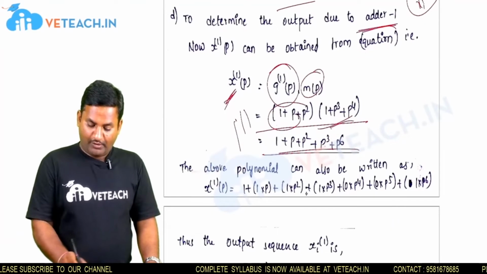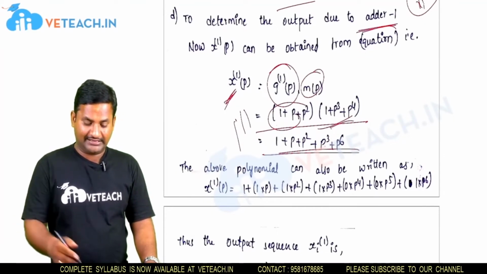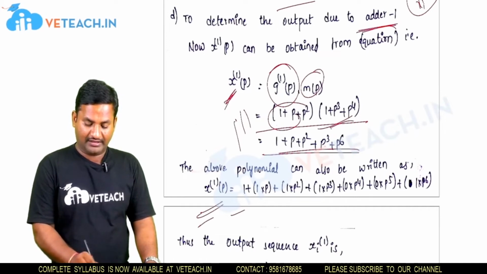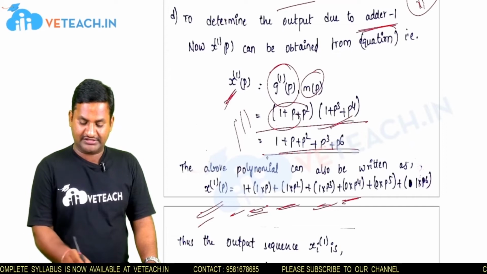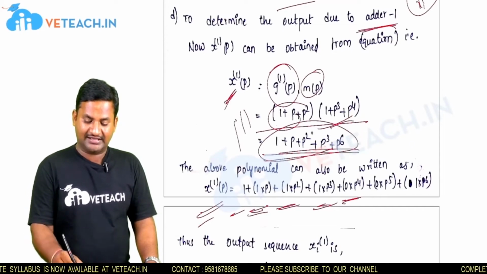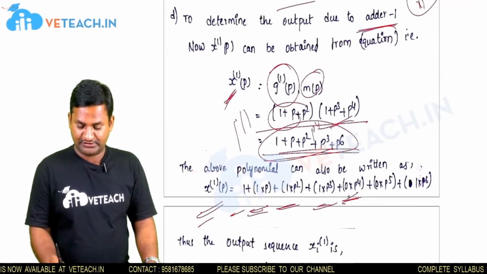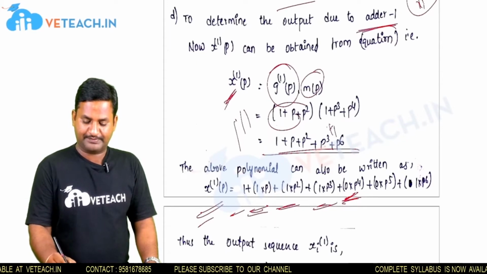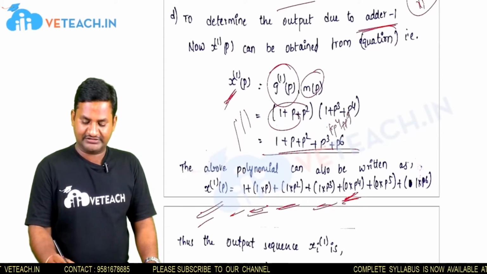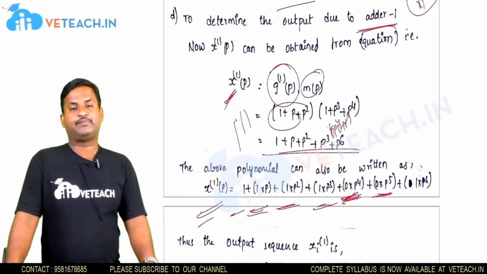So the above polynomial can also be expressed in terms of the representation with respect to the data, that is x power 1 of p: 1 plus 1 into p, 1 into p square, 1 into p cube, and 0 into p power 4, 0 into p power 5. There is no p power 4 and no p power 5 here, that's why 0 will be added.